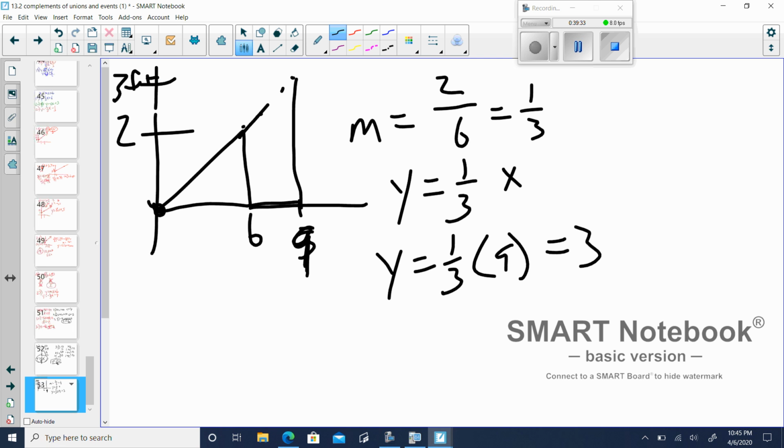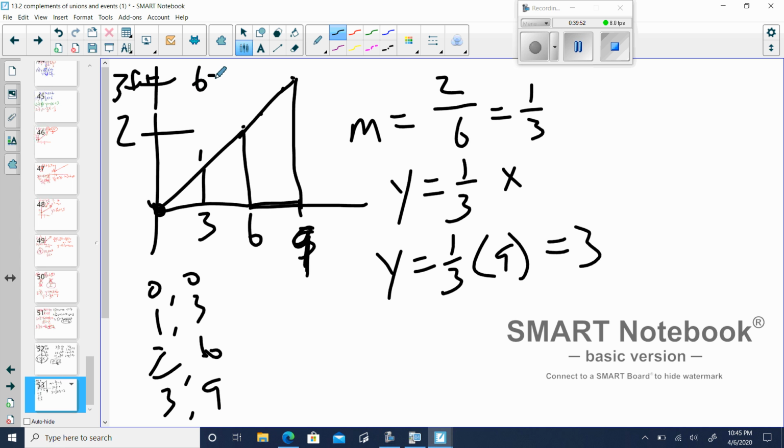So basically we could take any points out here, right? So we could say 0, 0, 1, 3, 2, 6, 3. Now we could take any of those points, and the slope is going to be the same as our initial slope. So y2 minus y1 over x2 minus x1, 2 over 6, or 1/3. So everything is going to give us the same slope if we take two of those points.